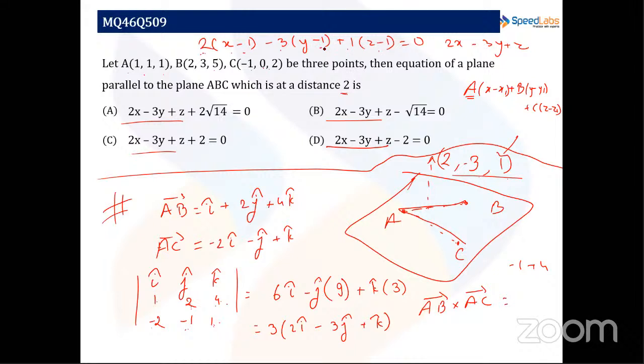So minus 2 plus 3 will be 1, and minus 1, it will be 0. So the equation of this plane is 2x minus 3y plus z equals to 0.